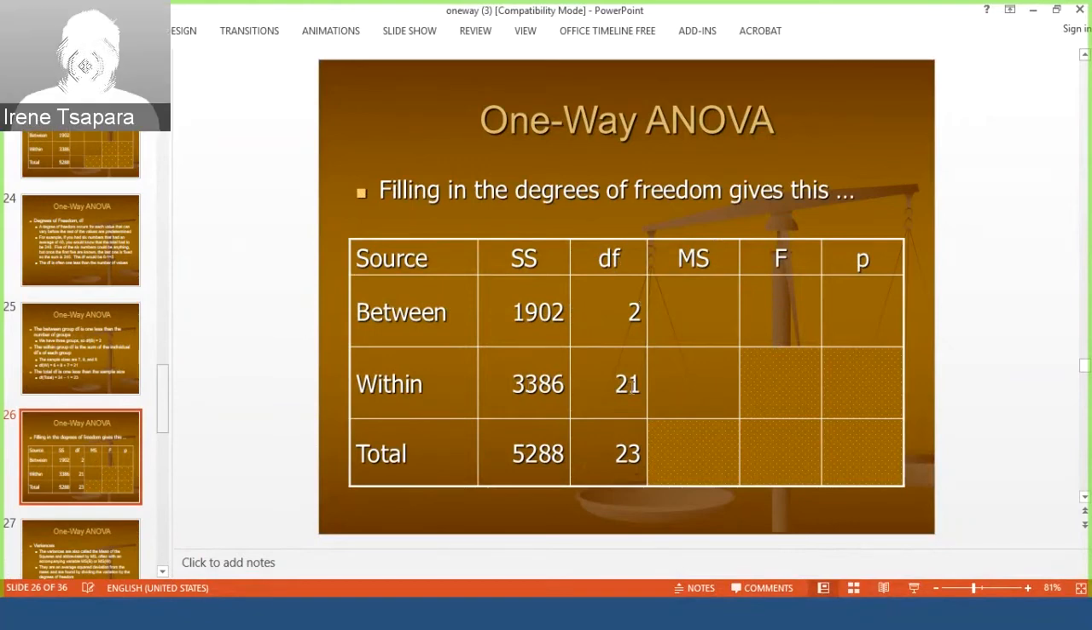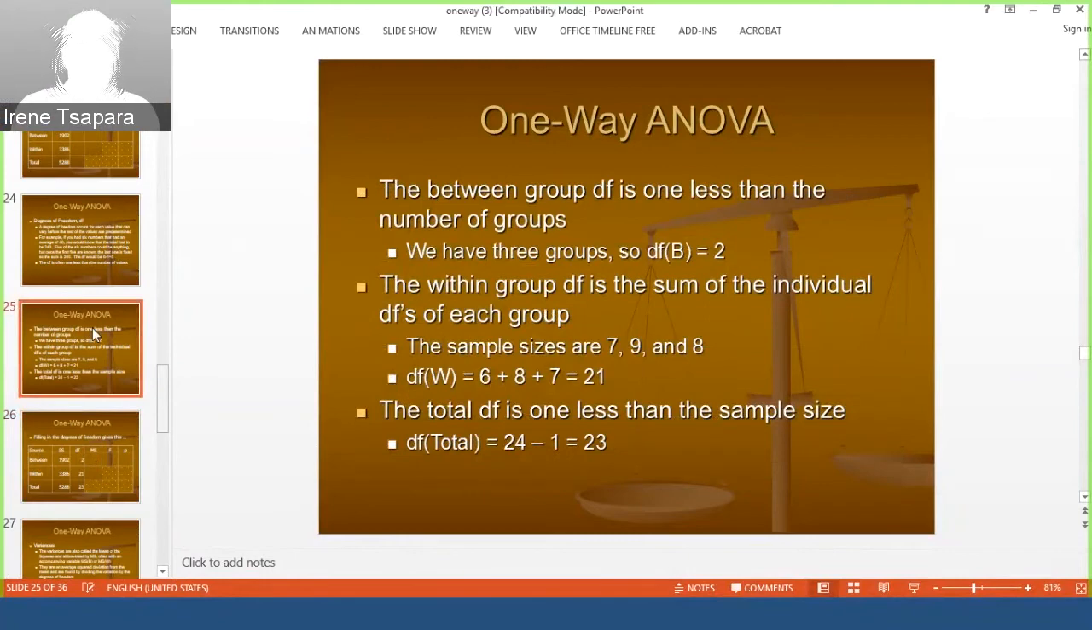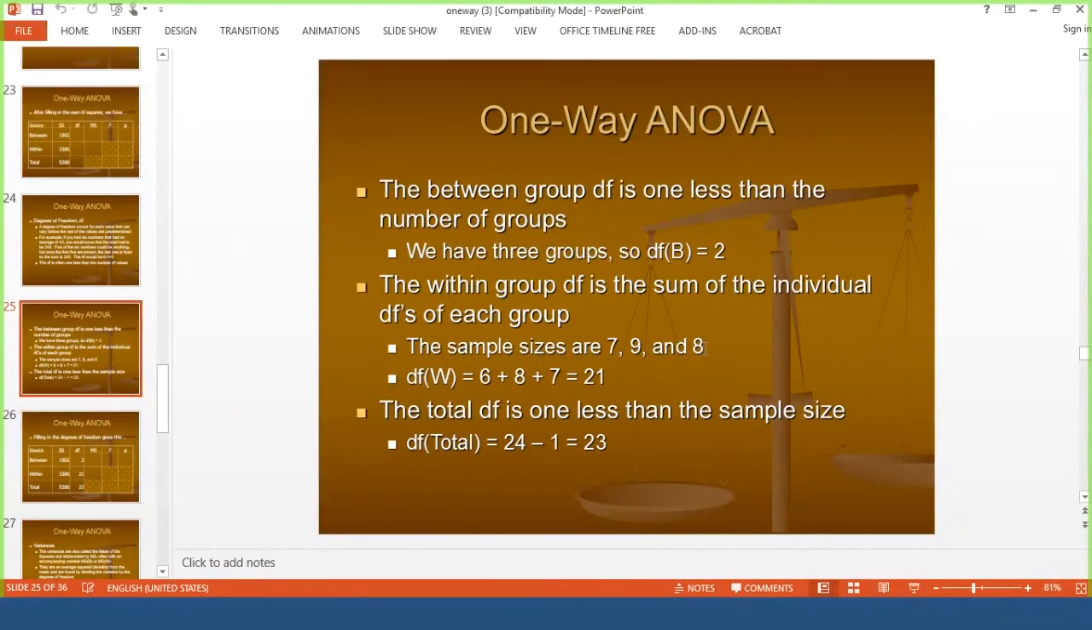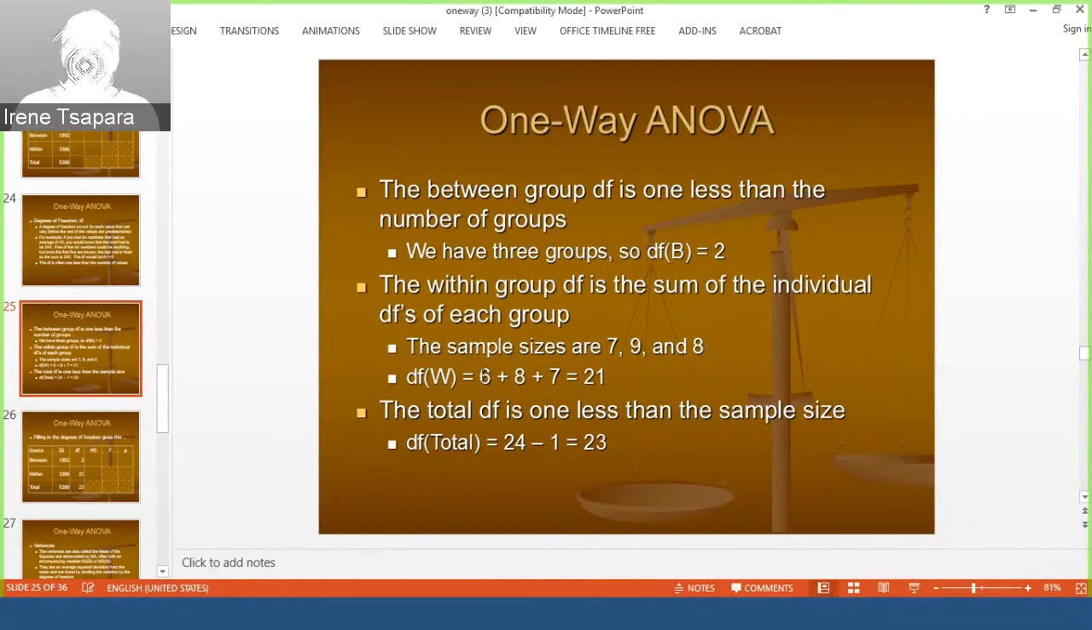Now, how do we calculate the within? The within group is going to be the sample sizes of the different samples for each one of the populations. So you will take the degrees of freedom for each one of the samples. The sample sizes were 7, 9, and 8. You subtract 1 for each one of those. So overall, you subtract the number of the populations that you started with. And you end up with 21.